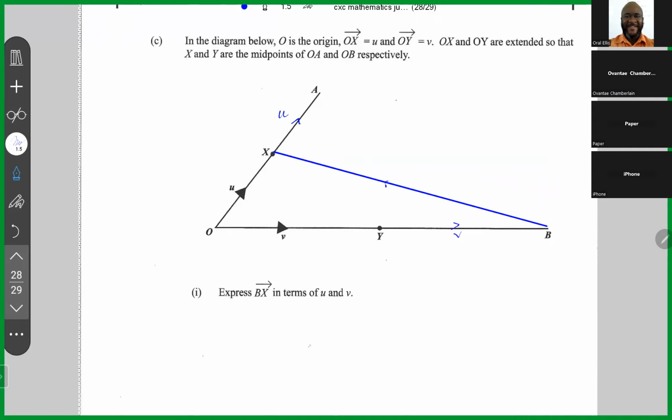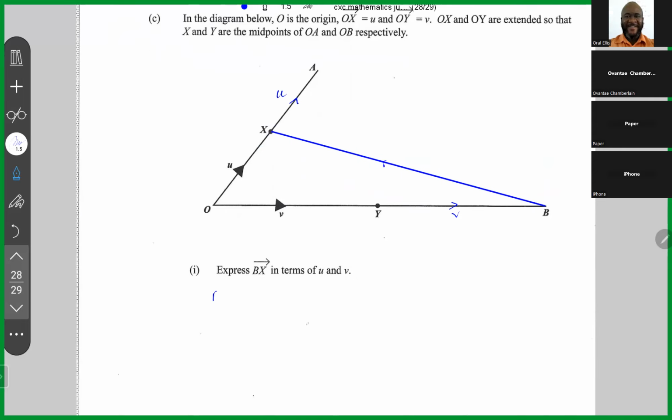Now, using the triangle of vectors, the vector BX would be equal to BO plus OX. Now, OB would be 2V, so BO would be minus 2V, plus OX, which is U. Put in the positive one first: this is U minus 2V.